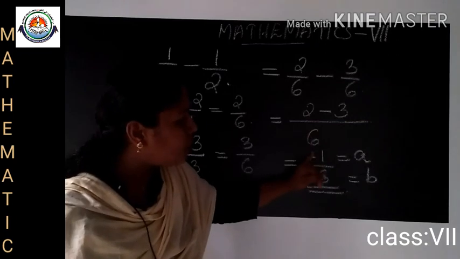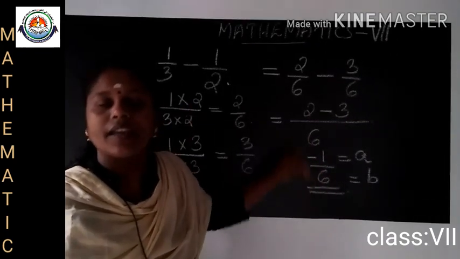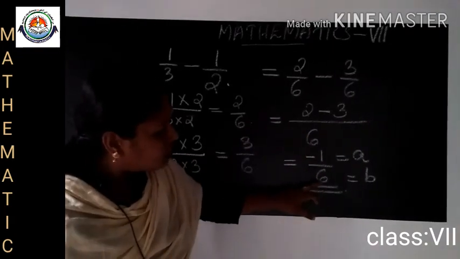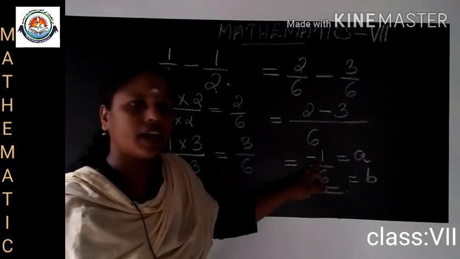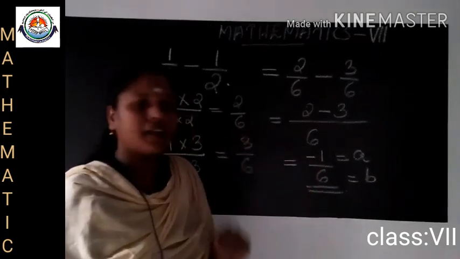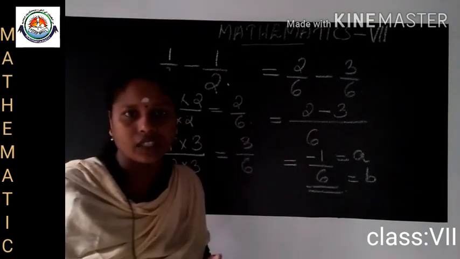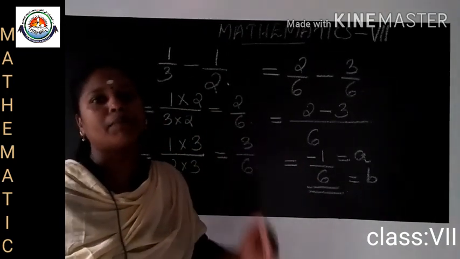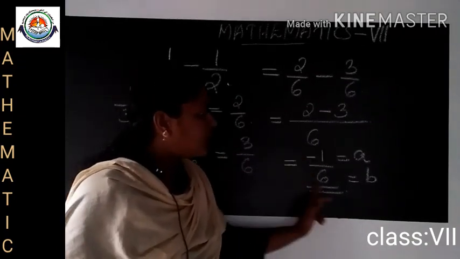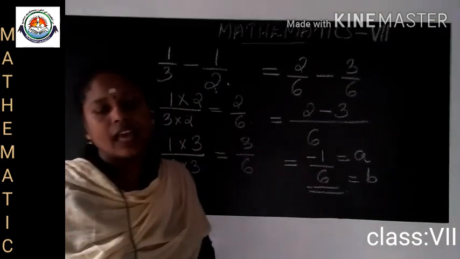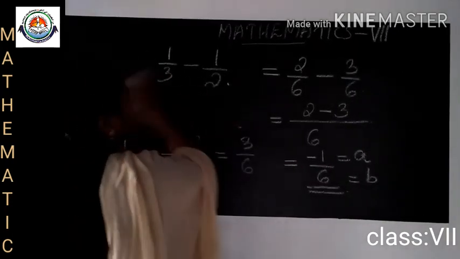Fraction means denominator and numerator, they are natural numbers. Here denominator 6 is a natural number but negative 1 is not a natural number. Therefore negative 1 by 6 is not a fraction. So we need a new number system. To include this negative 1 by 6, that number system is called rational numbers.